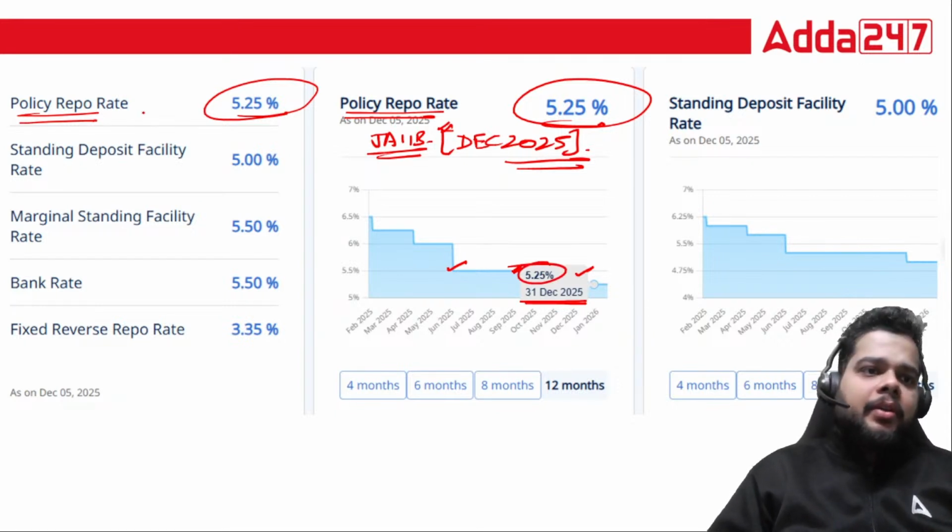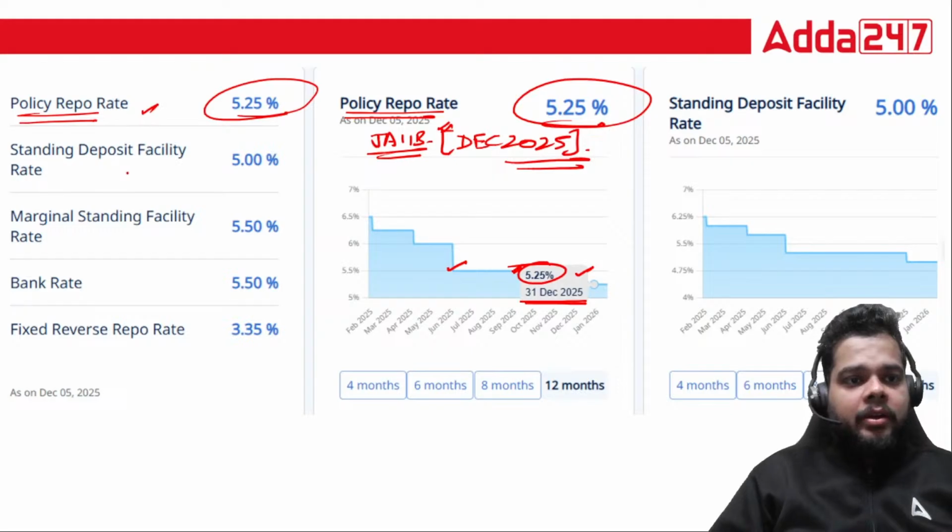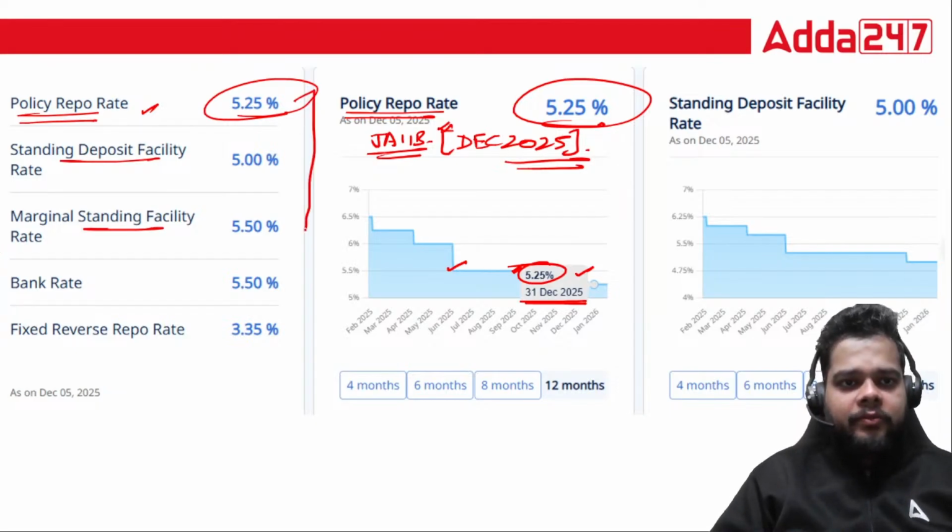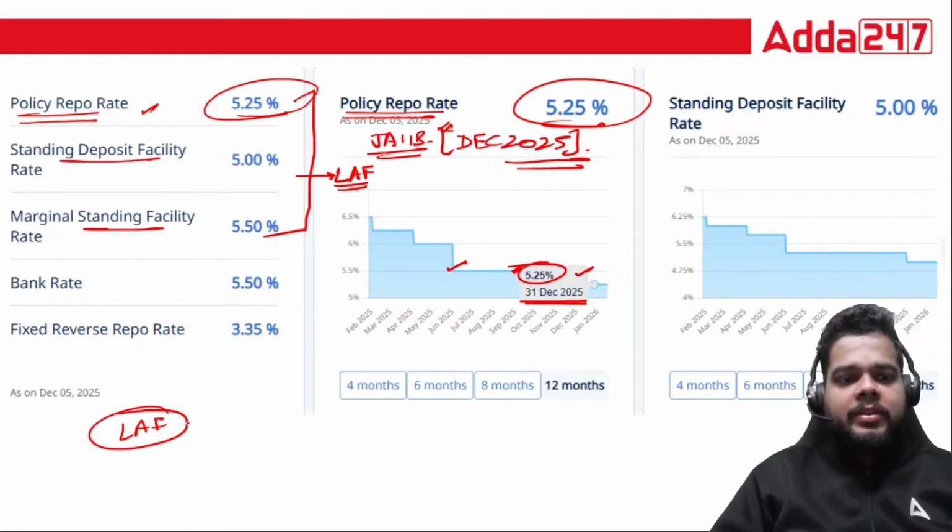Then in line with this repo rate, you will find two parameters: standing deposit facility and marginal standing facility. The three of them clubbed together give us the liquidity adjustment facility, known as LAF. Now, what is this LAF? Whenever we say that LAF is at work, we simply want to convey that there is one benchmark rate, which is your repo rate.